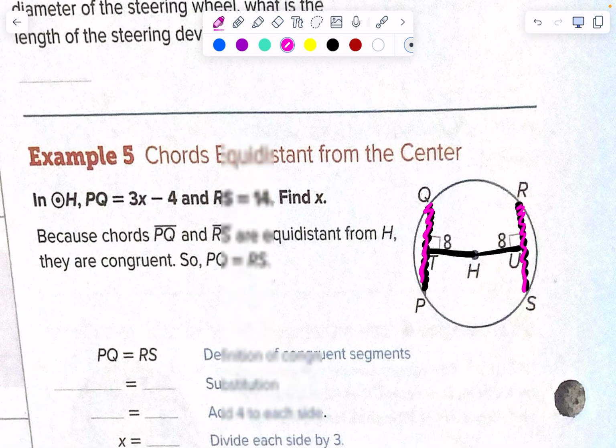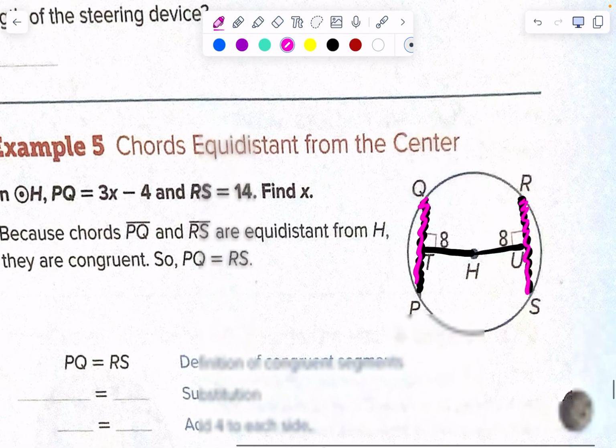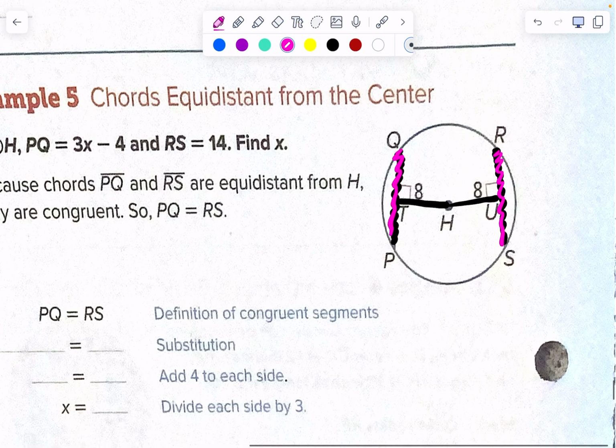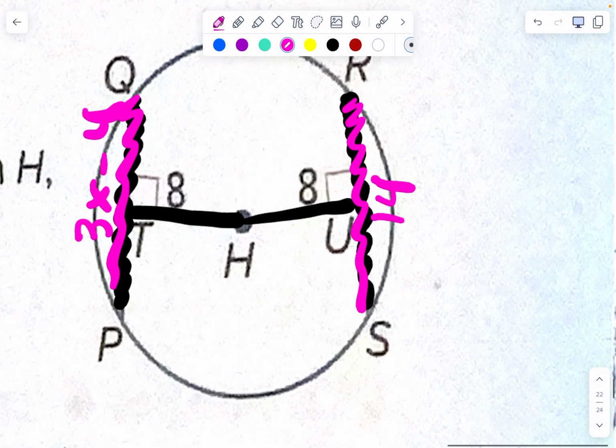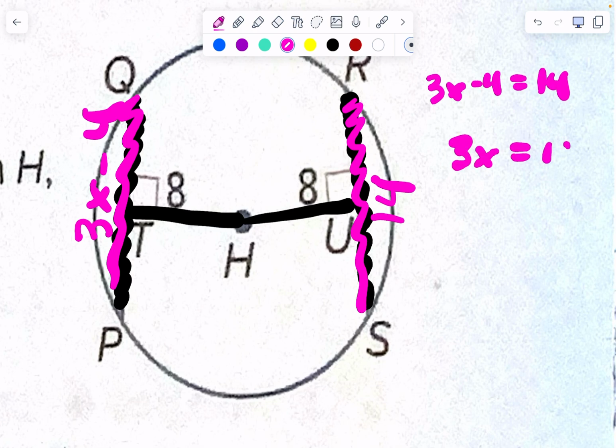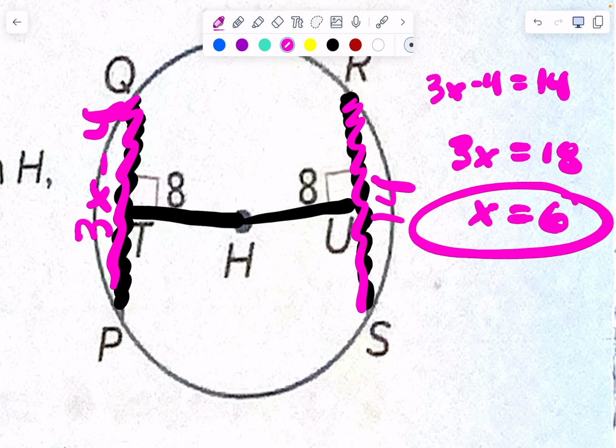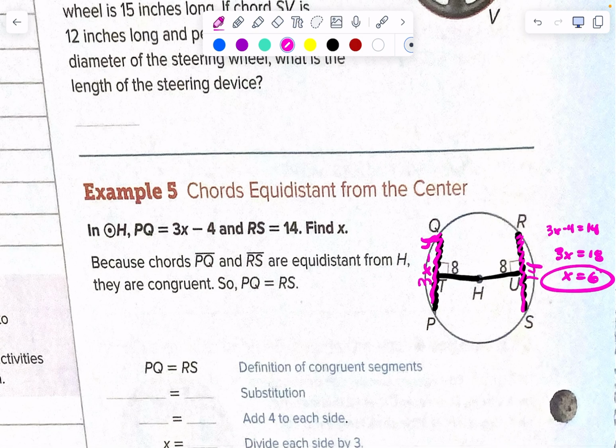Got it? Okay, PQ is 3x minus 4. This length is 3x minus 4. Then I know that RS is 14. And they want us to solve for x. 3x minus 4 equals 14. Add the 4, 3x is 18. Divide by 3, x is 6. Do I plug back in? Nope. He's done. Pretty easy-ish.